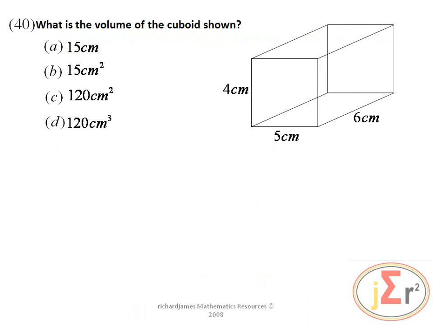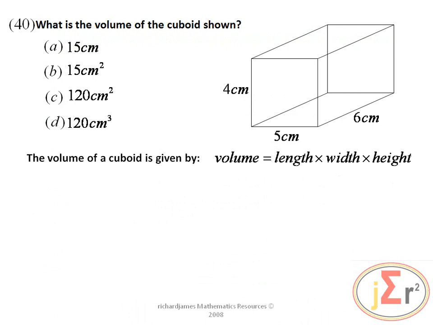What is the volume of a cuboid shown? The volume of a cuboid is given by volume is equal to length multiplied by width multiplied by height. Volume is therefore equal to the length, which is 6 centimeters, multiplied by the width, which is 5 centimeters, multiplied by the height, which is 4 centimeters. And that is what we have right here. Volume is equal to 120 centimeters cubed.